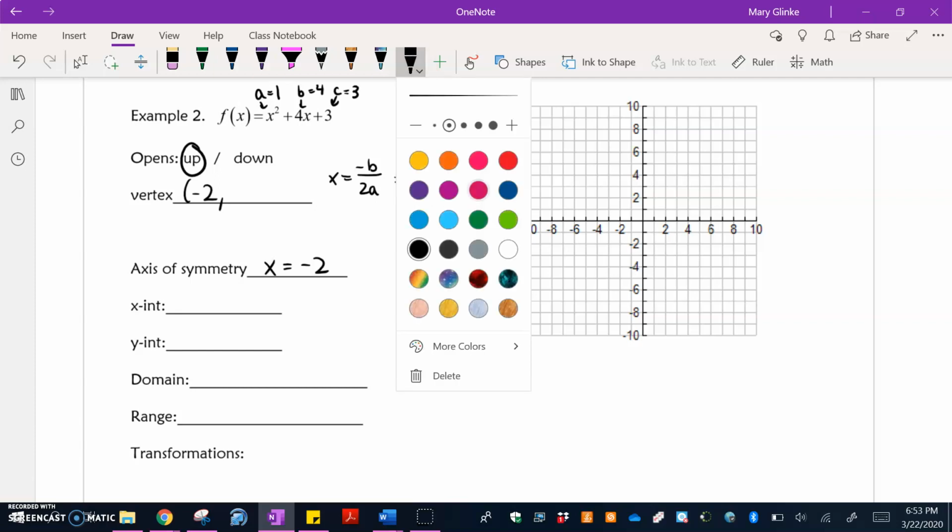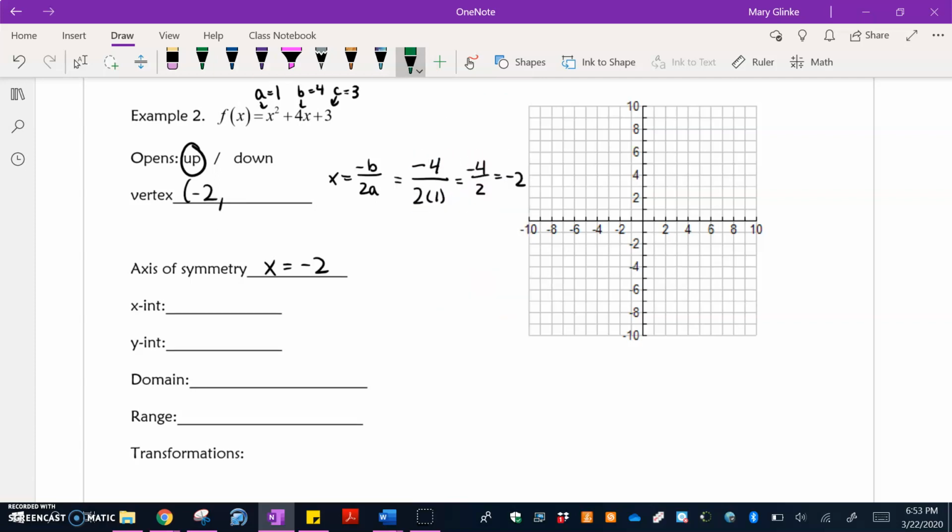So to find my y value of my vertex, I'm going to take -2 and plug it in, and see what I get out. So I'm going to be doing -2 squared plus 4 times -2 plus 3. -2 squared becomes 4. 4 times -2 is -8, and then I have the plus 3 at the end. When I simplify all of this, that becomes -1. So my vertex is at the point -2, -1.